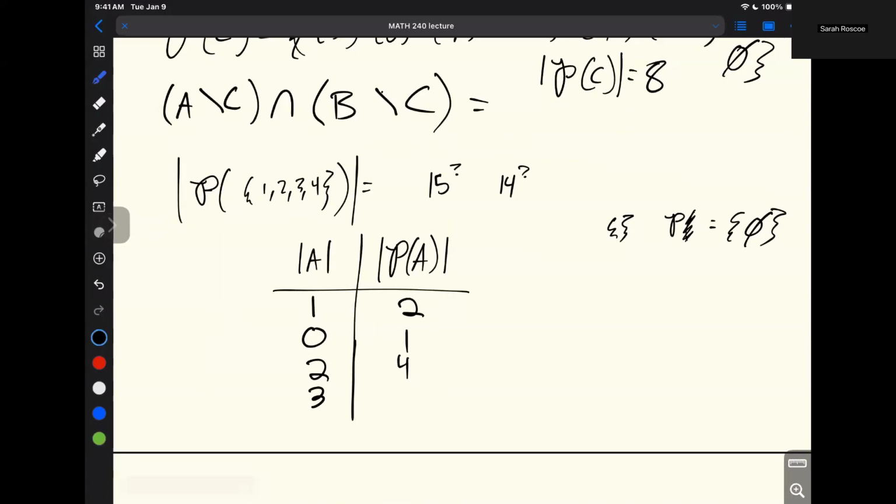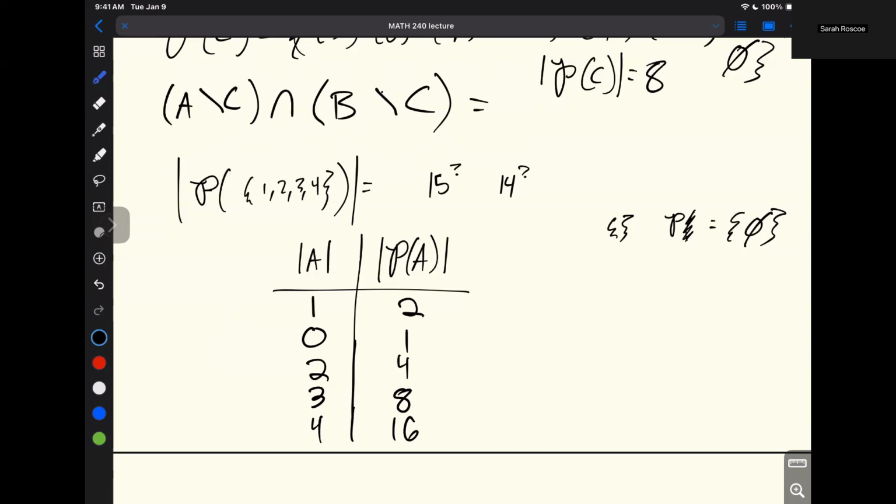We have 3 things in our set. We found that the size of the power set was 8. And 4, 16 is correct. Can anyone guess what the formula is? Who knows what the formula is? Cool. Does anyone who doesn't know what the formula is want to take a guess?